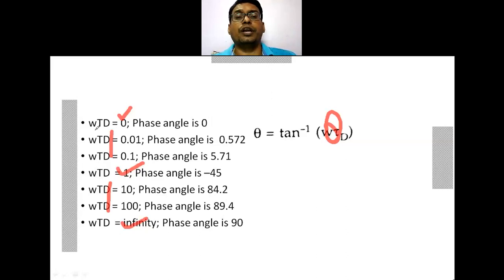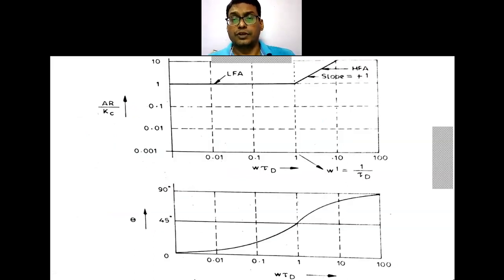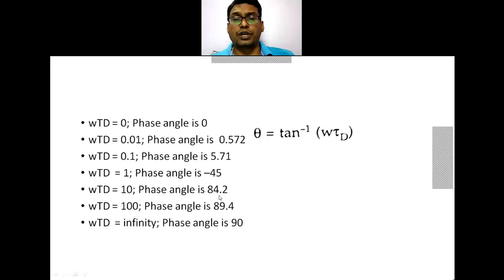So omega tau d, when I substitute here as 0, the phase angle becomes 0. Then for omega tau d equal to 1, the phase angle comes as 45. Sorry, it is plus 45 only. Then when I calculate omega tau d equal to 10, the phase angle is plus 84.2. Then for 100, the phase angle is 89.4, and for infinity, the phase angle is plus 90.